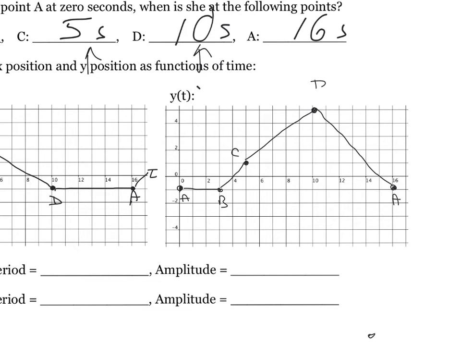This is all determined by the shape to begin with, and you'll notice when you're going from D to A, you're moving at a constant speed. So the rate at which the y-coordinate changes is constant with respect to time, and that gives you a straight line.